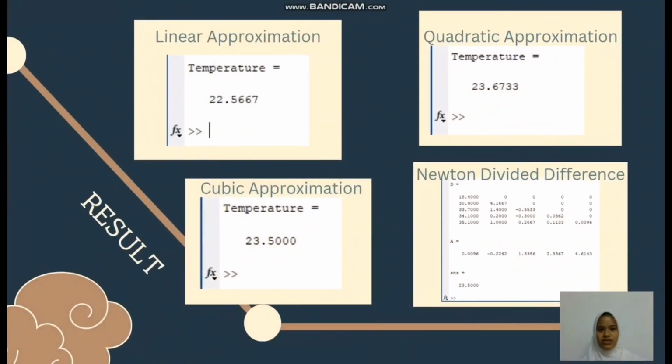So moving to the results. So this is the result based on the simulations. With linear approximation, we get that the temperature is 22.567. Quadratic approximation is 23.6733. And for cubic approximation, we get that it's 23.5. And lastly, for the Newton divided difference, we also get 23.5.